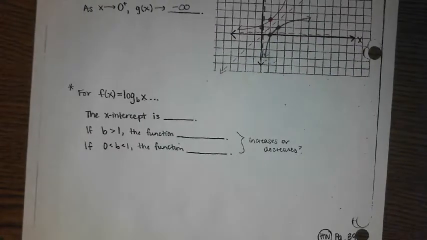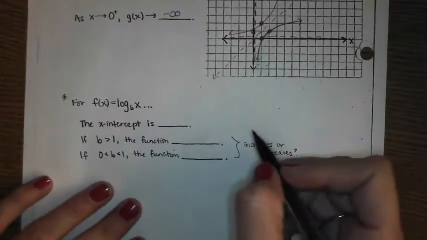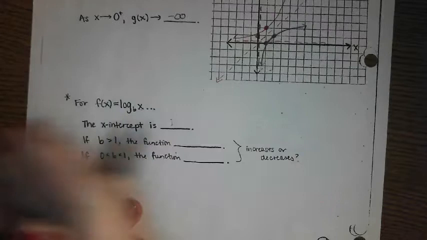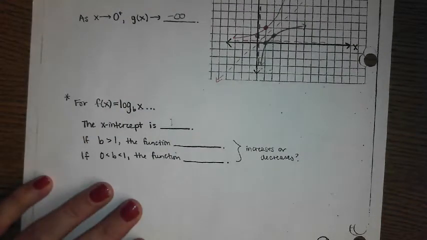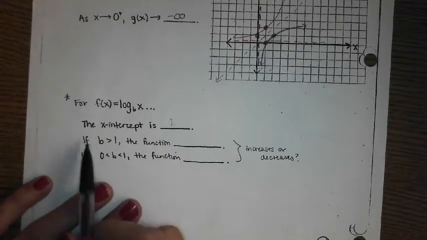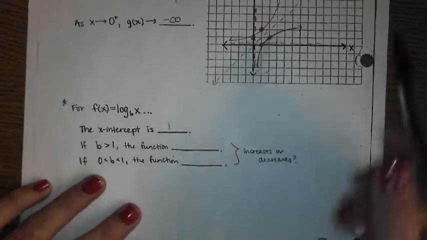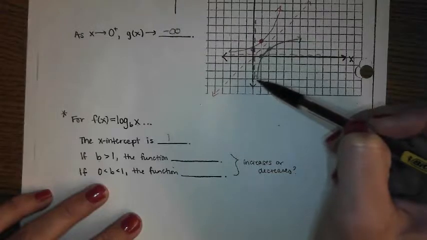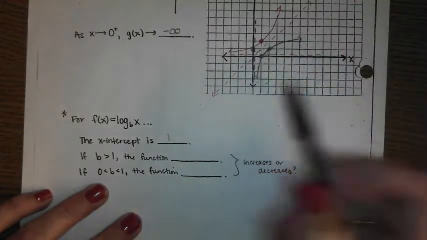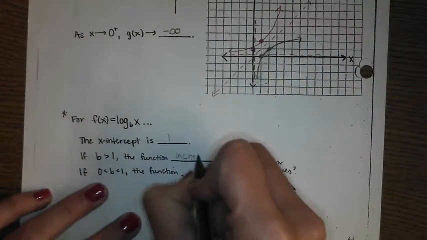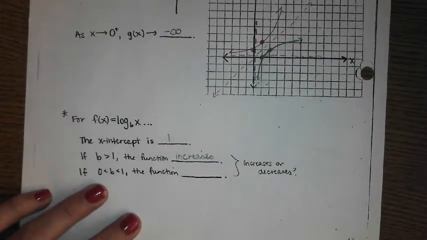Just jumping to the bottom quickly here. The x-intercept is 1. Yesterday on exponential functions, the y-intercept was 1. If b is greater than 0, what's your function doing? Increasing. And that was the example.